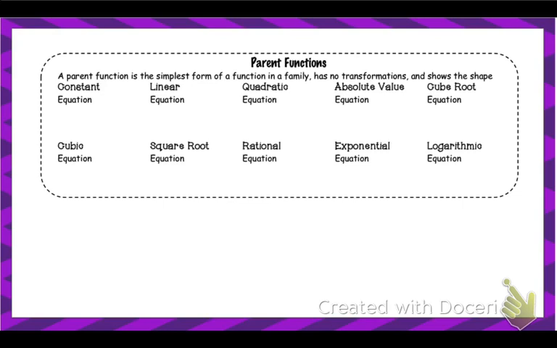So the constant function, I'll write it up here so I have space for the graph. It's just a line. f of x equals some number. That is just a horizontal line. The linear parent function is f of x equals x. And if you remember, the linear function looks like this. Quadratic parent function you also saw in Algebra 1. f of x equals x squared looks something like this.